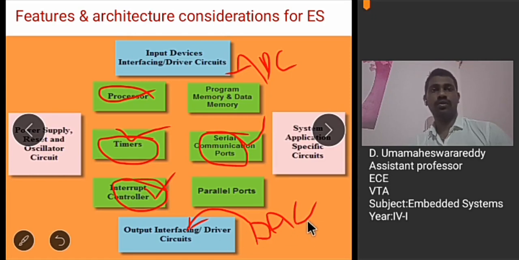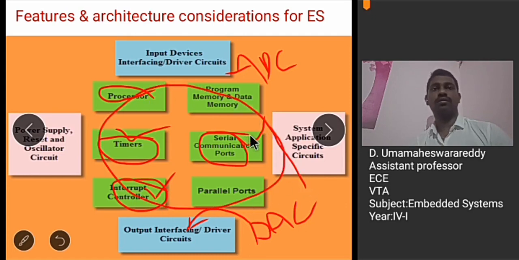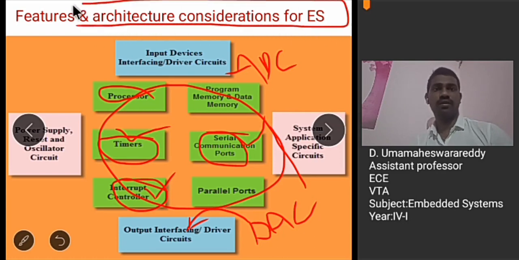So, these are all the basic elements which are used for building an embedded application. This comes under the architecture considerations of embedded systems.